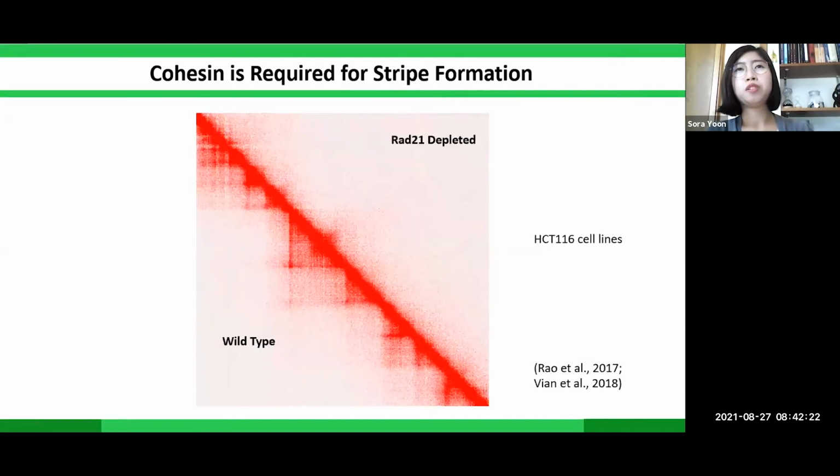This data also suggests that cohesin is required to form stripes. This data is from the HCT116 cell line. Here, when RAD21, which is a cohesin subunit, is depleted, all the clear stripes disappear. And this data is also consistent with the previous finding that cohesin and its ATPase activity are required to form loop extrusion.